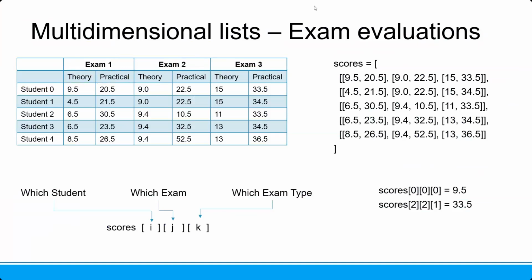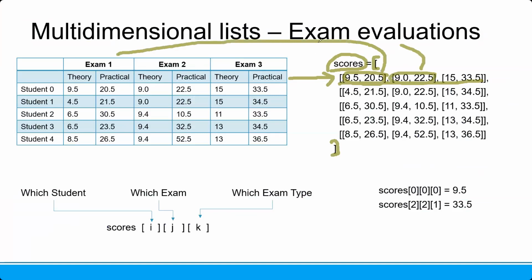Then we can mention this as a variable, scores. We can make a list, and for the row, it is one list, and inside the list, we have another list. This is one list for the exam 1. This is a list for exam 2, and this is a list for exam 3.